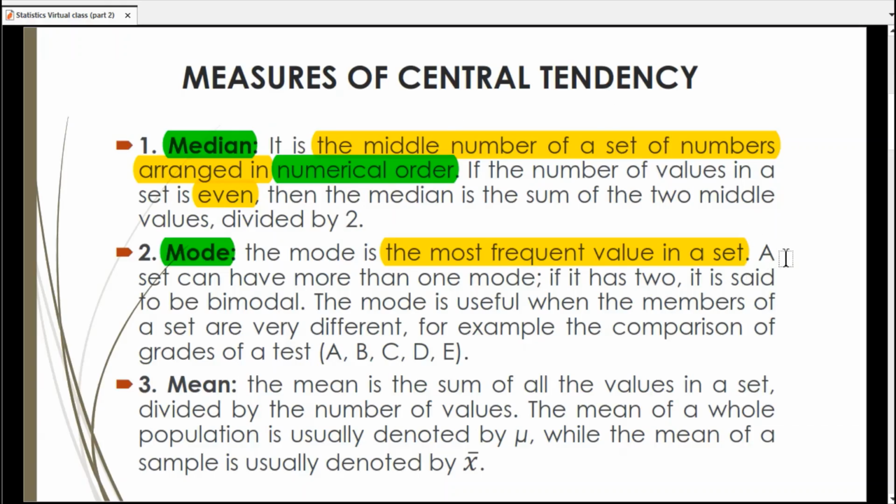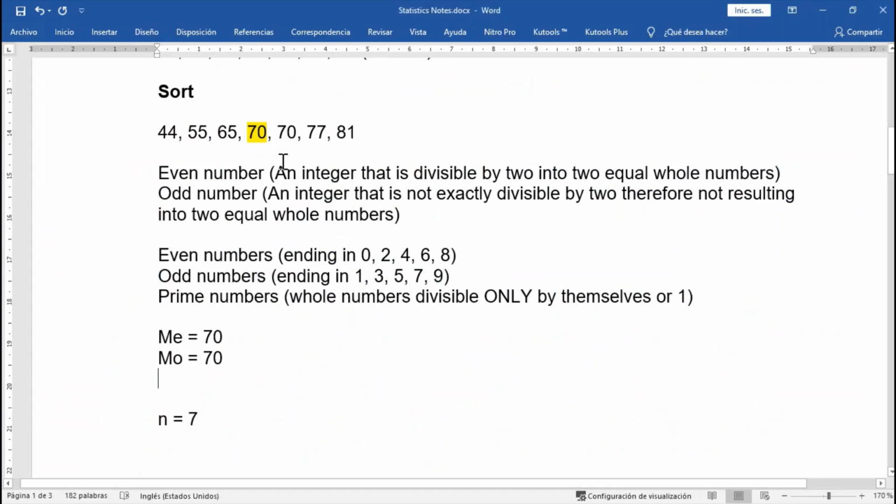However, there is a clarification that says a set can have more than one mode. If it has two, it is said to be bimodal. So for example, if two numbers are repeated exactly the same number of times, let's go back. Just imagine that another score was 65 instead of 55. This distribution would have two modes, 65 and 70, and it would be bimodal, right? Because they tied in the number of times they repeat. But that's not the case. Let's go back.